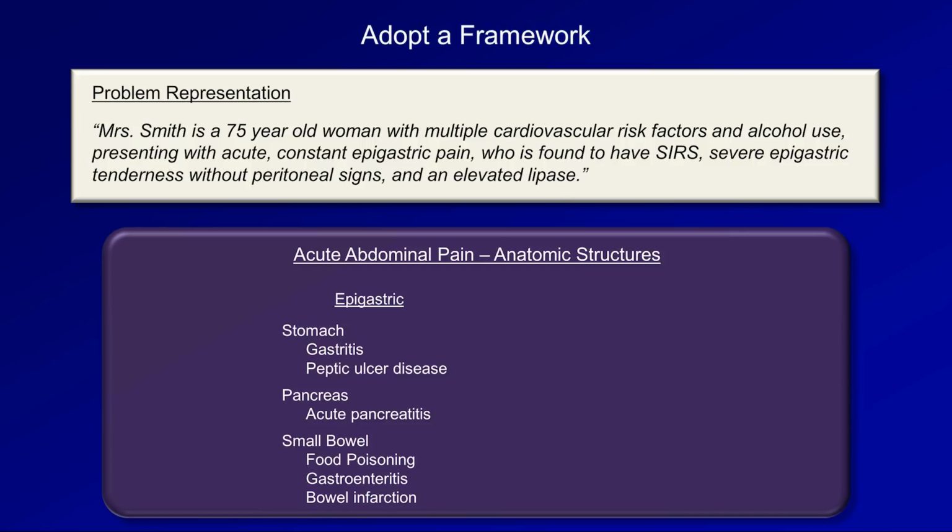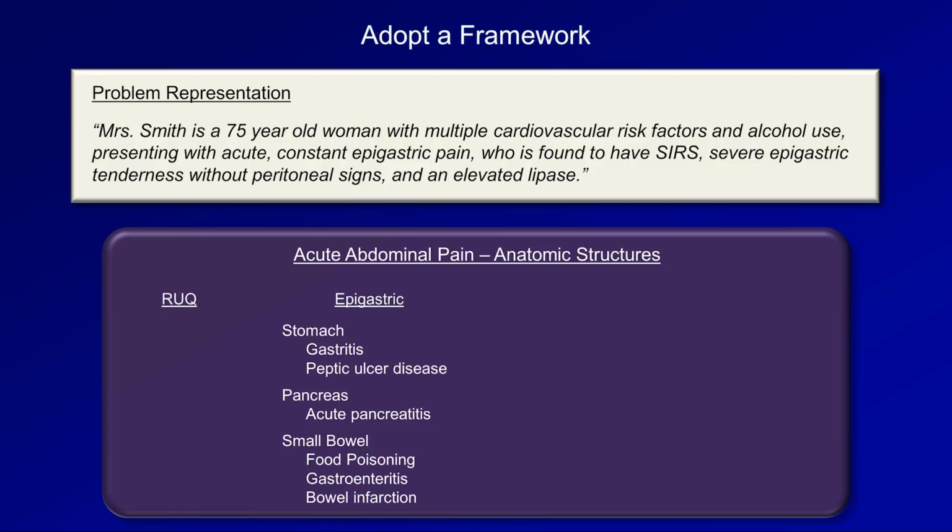In addition to epigastric structures, structures that physically sit within the right and left upper quadrants can cause pain that appears to originate from the epigastrum. This is known as referred pain. So therefore, we should also include the right and left upper quadrants in our anatomy-based framework.